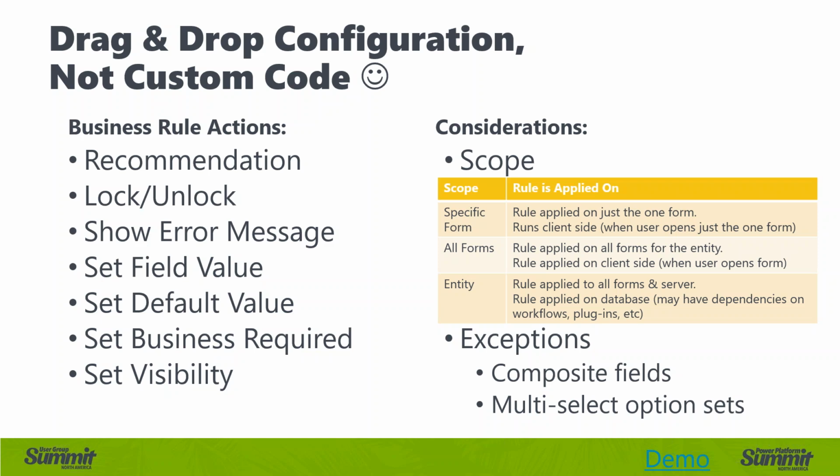And now we can configure them as system administrators, which is awesome. So a couple notes, in order to build one of these, you have to be a system administrator or system customizer. I want to point out the scope, because when you're creating a business rule for the first time or editing an existing one, there is a scope listed on the top right-hand corner, and it's kind of important to pick the right one. So you can have your scope set to a specific form, which means your business rule will run only on that one form.